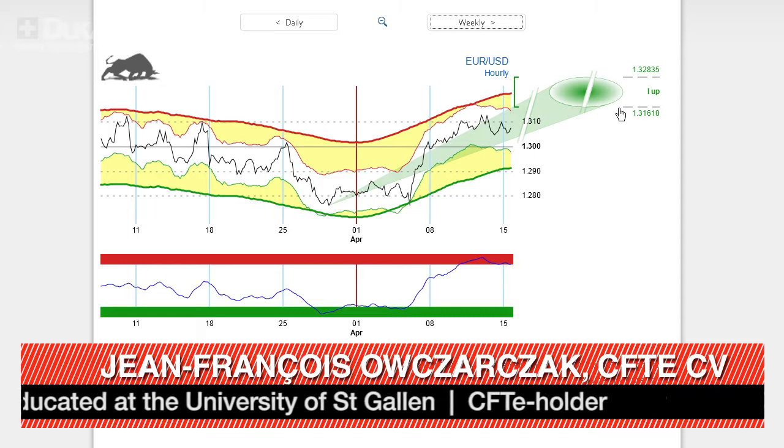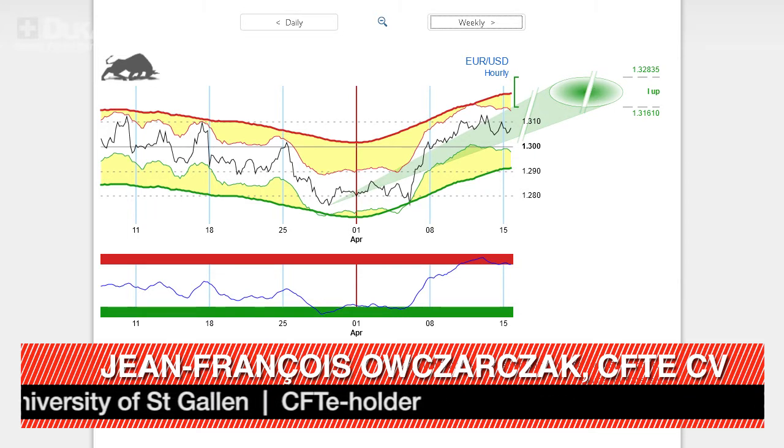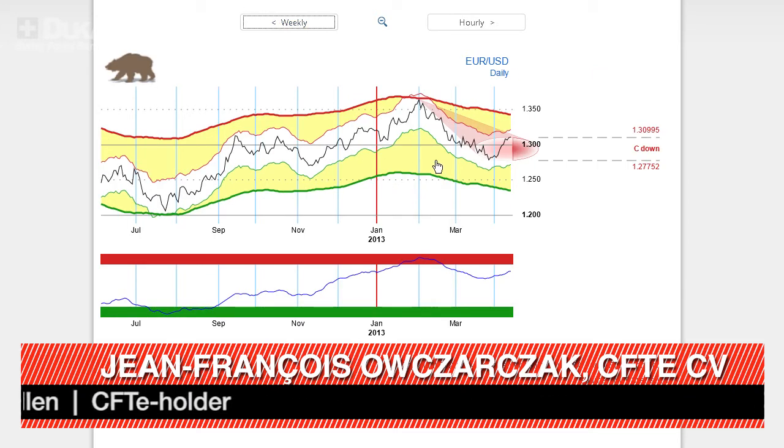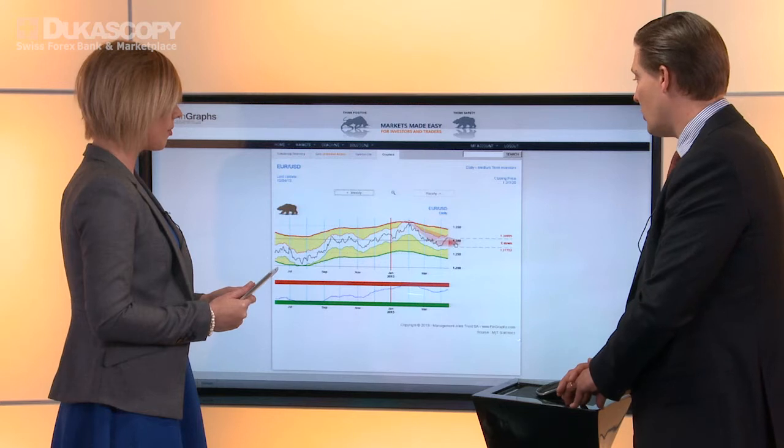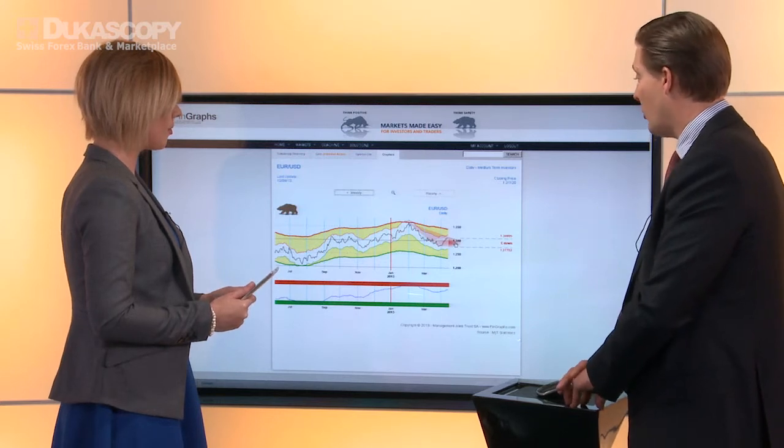So the uptrend is still there on the hourly, and looking at it on a daily perspective, it's challenging this correction down a bit, but we still think there should be further retracement into the zone before the euro could confirm perhaps a further longer term uptrend.